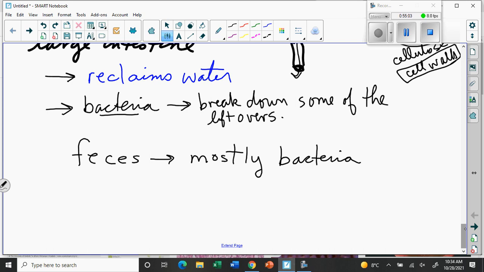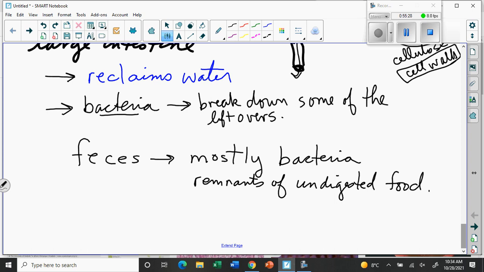Mostly bacteria, and then remnants of undigested food particles that we just couldn't use. We couldn't use it, the bacteria couldn't use it, so it just comes through. But we've got most of what we want out of it. It's not 100% efficient, but we've done pretty well, right? And that's basically the idea.